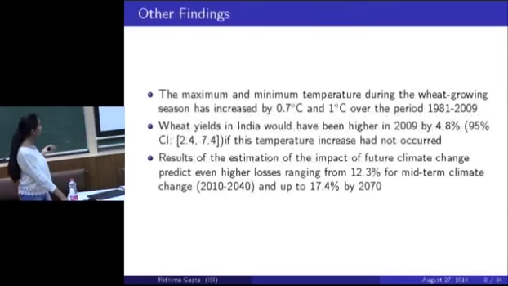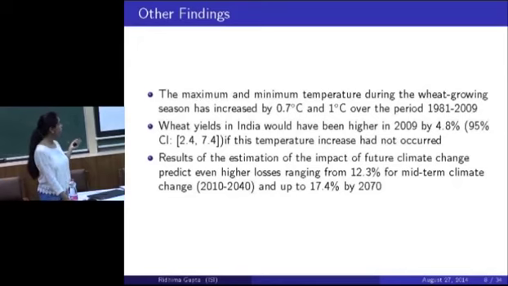What are my other findings? The maximum and minimum temperature during the wheat growing season has increased by 0.7 degrees Celsius and 1 degree Celsius. And wheat yields in India would have been higher in 2009 by 4.8% if this temperature increase had not occurred. Results of the estimation of the impacts of future climate change predict even higher losses, ranging from 12.3% for winter climate change and up to 17.4% by 2070.